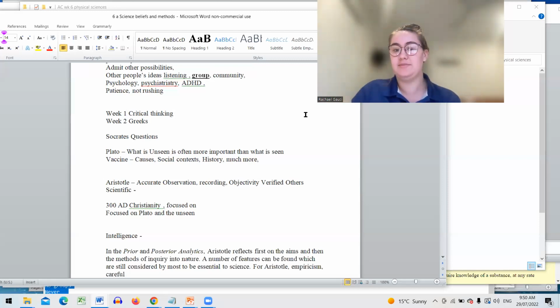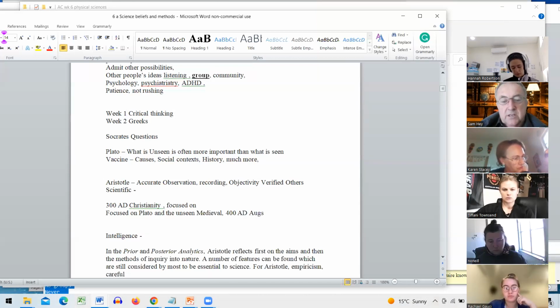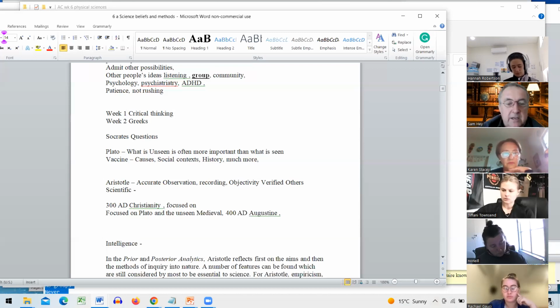Exactly. And so because of history, we moved into the medieval period. And in the medieval period, with knights and castles, there tended to be more of this focus on Plato. In 400 AD, we have Augustine, who also tends to focus on the unseen and philosophy. And so that tends to grow in importance, and Aristotle gets lost.